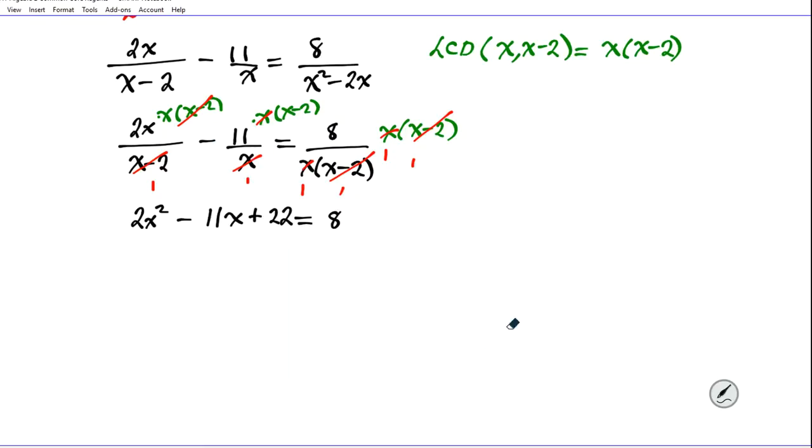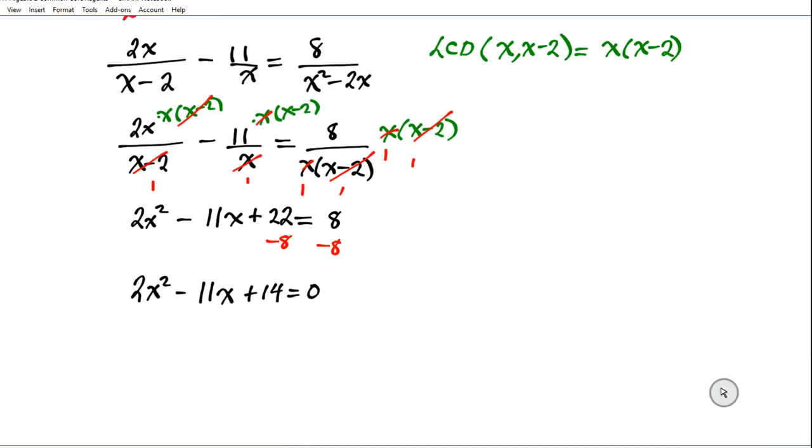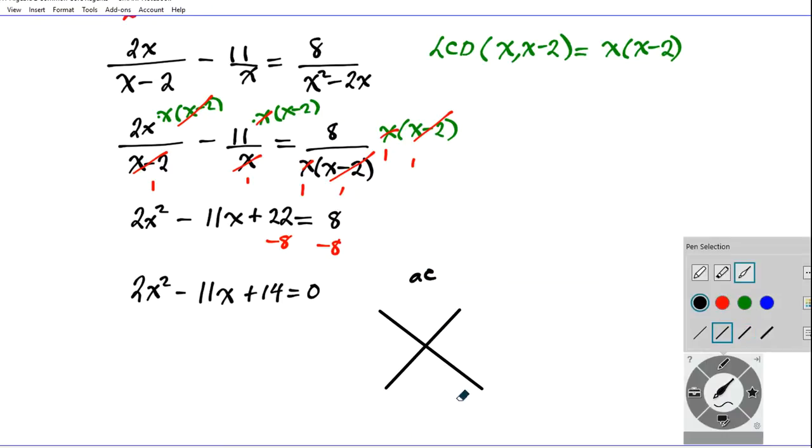All right, so now let's go ahead and put it in standard form. To accomplish that, we will subtract 8 from both sides. While we're doing that, we want to make it equal to 0. So we have 2x squared minus 11x plus 14. Now let's go ahead and solve this quadratic equation. It's very likely that we can factor it because our options provided were all rational, so we shouldn't have a problem factoring this. So we're going to put AC on the top and B on the bottom.